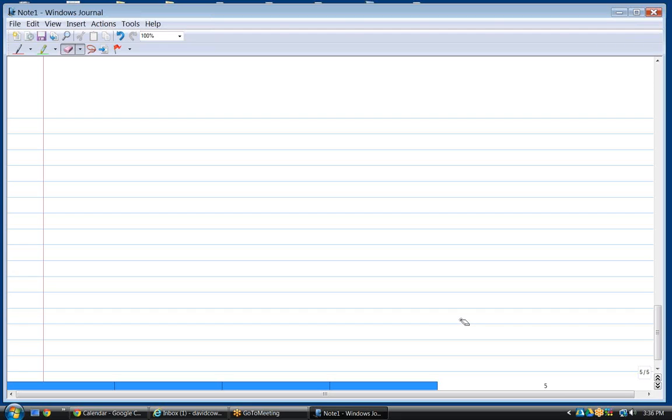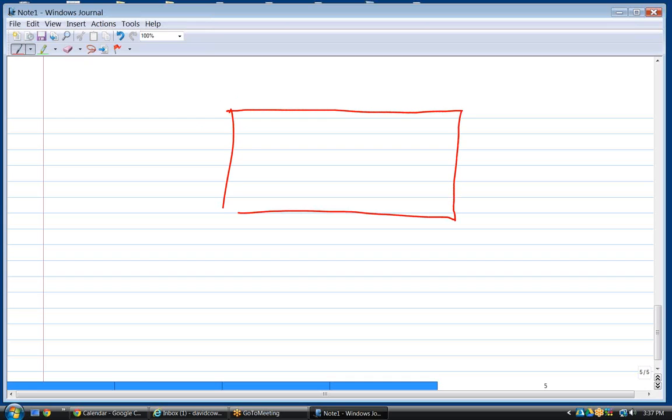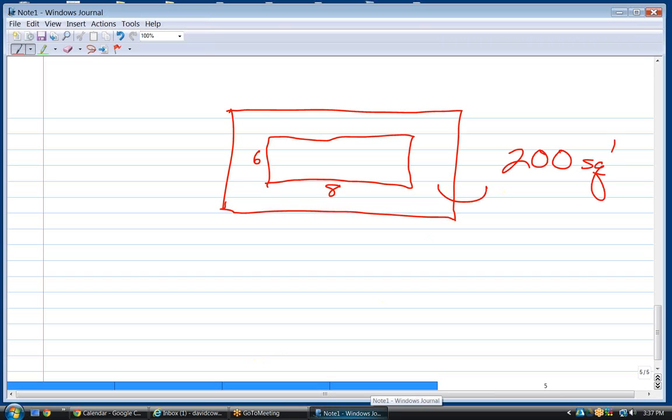This is a word problem. Okay. So, a rectangular living room with wooden floors has a rectangular carpet directly in the center of the room. The exposed wood in the room is of uniform width around the carpet. If the dimensions of the carpet are 6 by 8 feet, and there are 200 square feet of wood exposed, how wide is the uniform wooden border around the carpet? Okay.